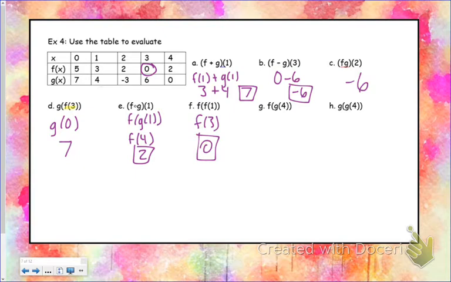All right, then f of g of 4, okay, so when x is 4, g is 0. So I'm evaluating f of 0. Okay, when x is 0, f is 5. All right, then we'll do g of g of 4. Okay, so g of 4 is 0. So then I'm evaluating g of 0. When x is 0, g is 7.